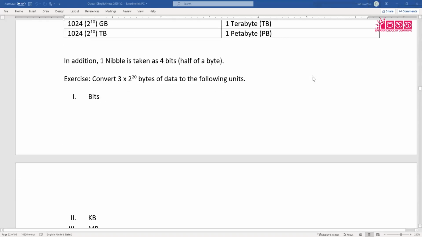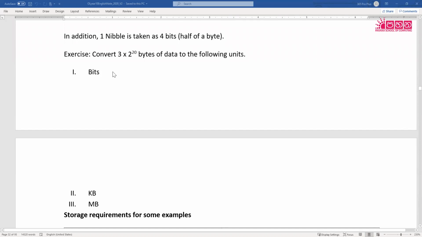So let's do a couple of exercises. Let's say we are given 3 into 2 to the power 20 bytes of data. Now we are asked to convert this to bits, kilobytes, and megabytes. So let's start. What we have is 3 into 2 to the power 20 bytes.